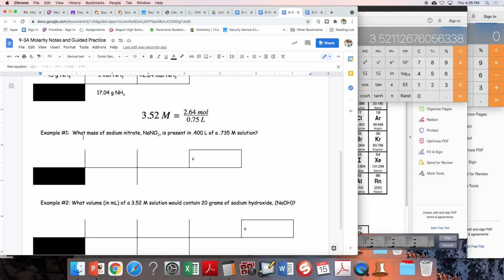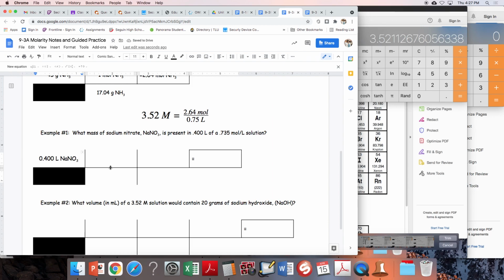So first problem here is, what mass of sodium nitrate is present in 0.4 liters of a 0.735 molar solution? So remember, we've been talking about molarity, capital M, means moles per liter. And that's important because remember when we started talking about dimensional analysis, we told you that if you've got to pick between two numbers and one has 1 unit and one has 2 units, you want to start with one that only has 1 unit. Capital M is really 2 units, even though it looks like 1. So given the choice here, we want to start with our 0.4 liters. So I'll put 0.4 liters of sodium nitrate.